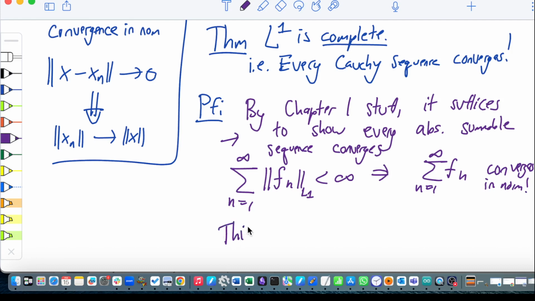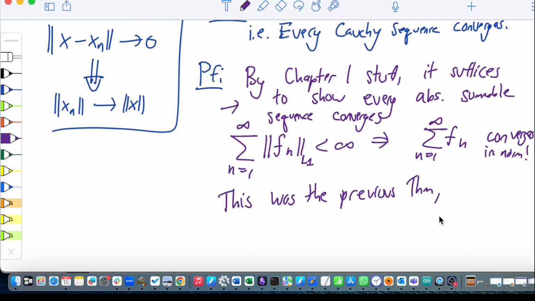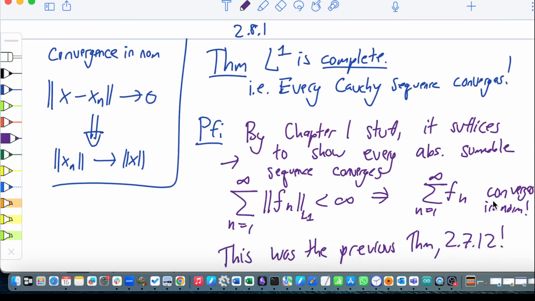This was the previous proof, Theorem 2.7.12. So basically, being a Cauchy sequence, it suffices to look at these absolutely summable sequences, and those are exactly the ones where we have all the nice conditions, and we know there's an almost everywhere limit and a norm limit. And so that proves that it's a complete space whenever you have this absolutely summable thing. Everything is nice, everything converges nicely.